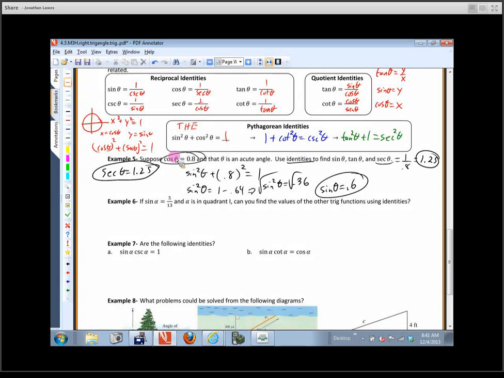Okay. I could do a couple of things. I could use this one right here, couldn't I? If I want to find the tangent and I know the secant, couldn't I use this one? Or is there an easier one?